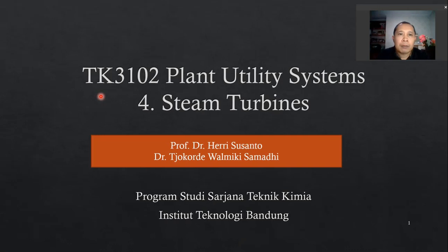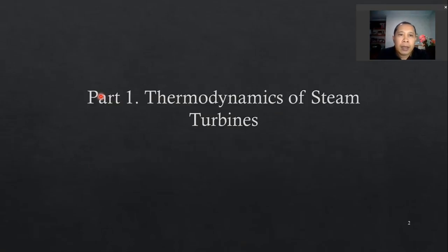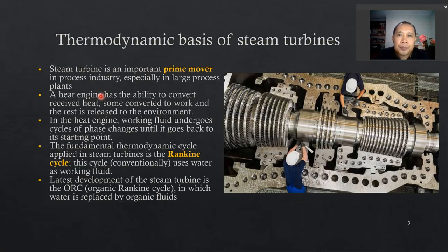Hello all and welcome back to our course on plant utility systems, and we are now in the first part of chapter 4 on steam turbines. And in this first part we will discuss some basic thermodynamics analysis of steam turbines. So first of all, steam turbine is an important and perhaps the oldest type of prime mover in process industry.